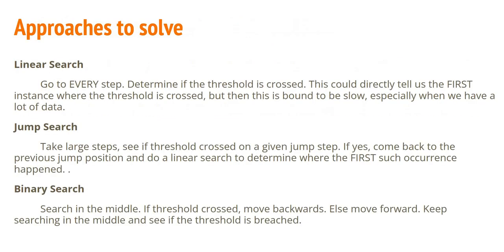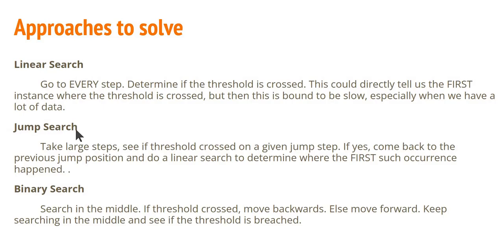The first thing that comes to mind is straightforward linear search, right? We can just go at every item and look if the threshold is crossed. It will tell us the first item where the threshold is crossed. But this is bound to be slow because we're going to check every item. Imagine the threshold is crossed after a million items, we're going to do this a million times. Clearly this is going to work. It's going to be correct. However, it's going to be slow.